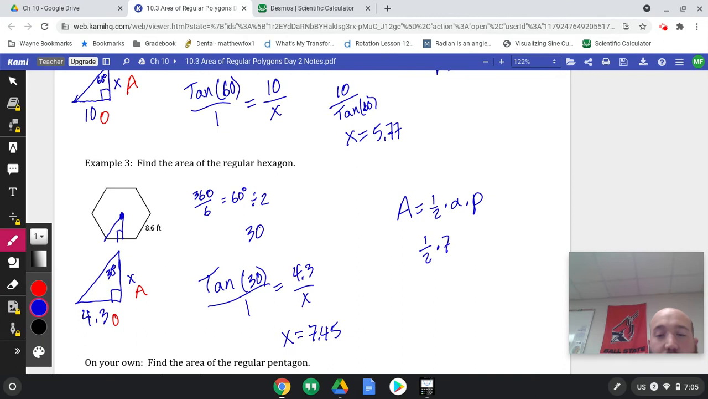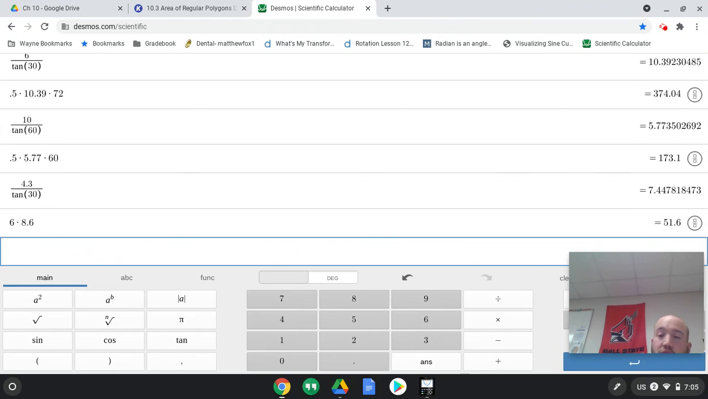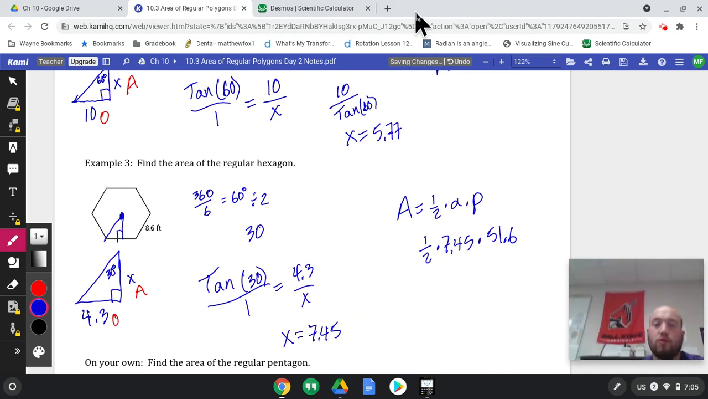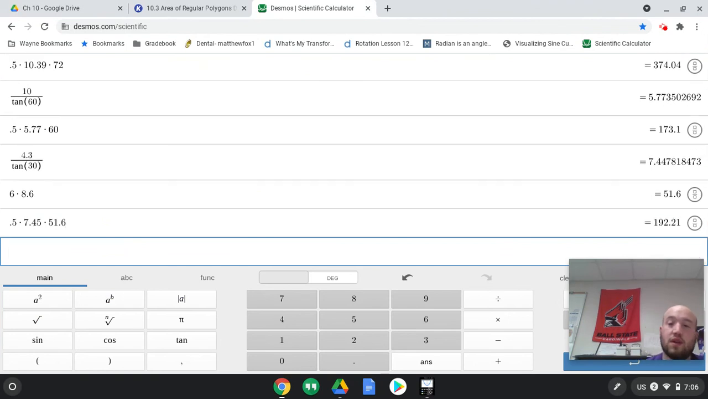So now all we have to do is A equals 1/2 times a times P. 1/2 times 7.45. Now to find your perimeter, there's 6 sides. 1, 2, 3, 4, 5, 6. Each one's 8.6. So we do 6 times 8.6. We get 51.6 as our perimeter. Okay, we're almost done. Just multiply that. So 0.5 times 7.45 times, what did we say? We just said 51.6. And we get 192.21.